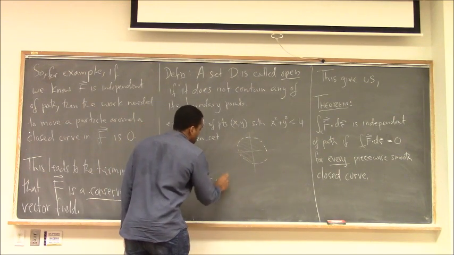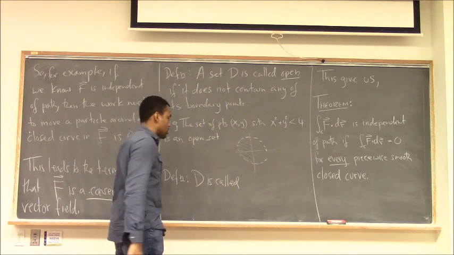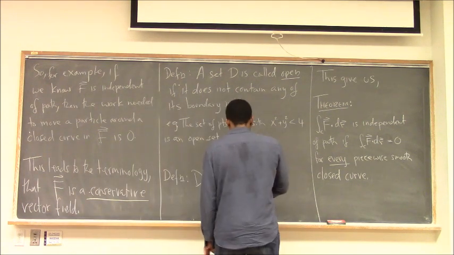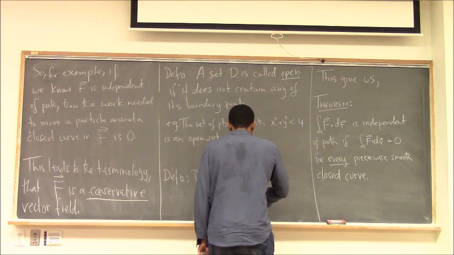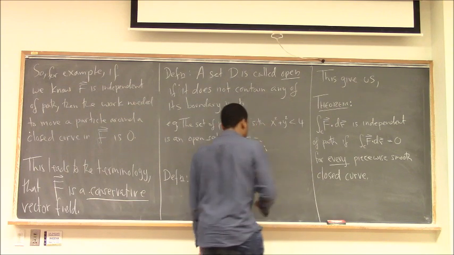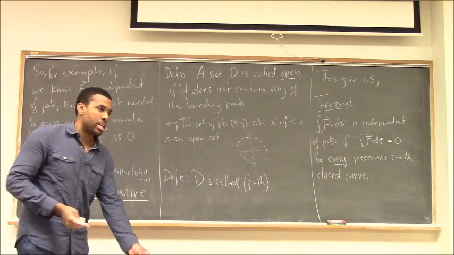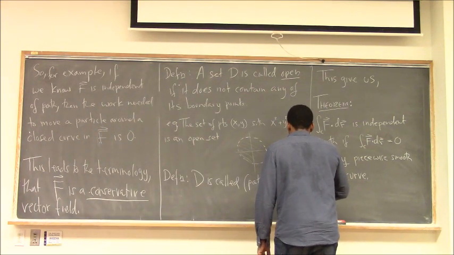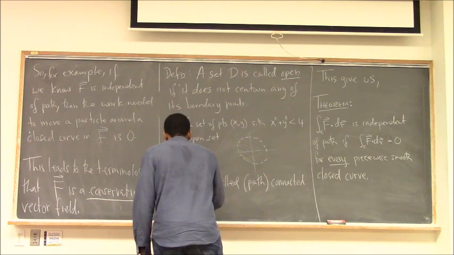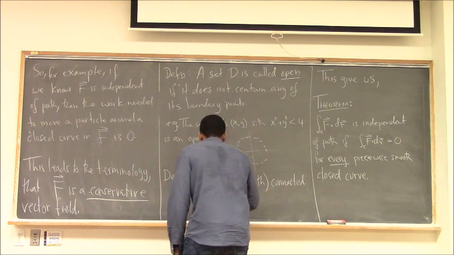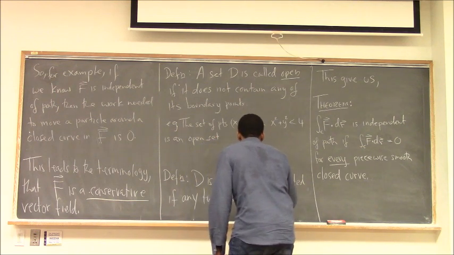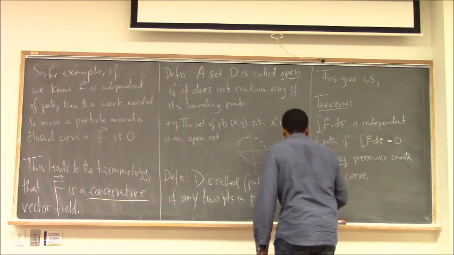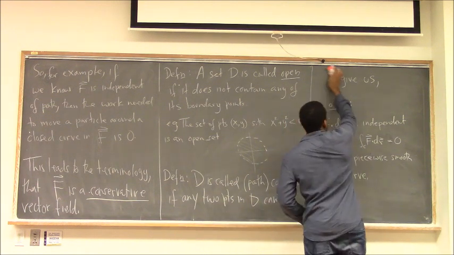We can also have another definition about connectedness. D is called, it's the same, D stands for domain, it's just talking about some region that we care about, our function operating in. There are many different kinds of connectedness, but in this class, whenever I talk about things being connected, I'm going to be talking about them being path connected. It's called connected if any 2 points in D can be connected by a path that lies completely in D.